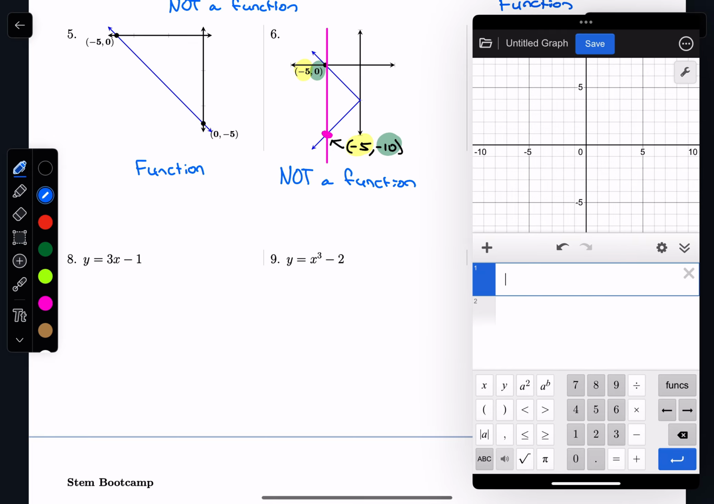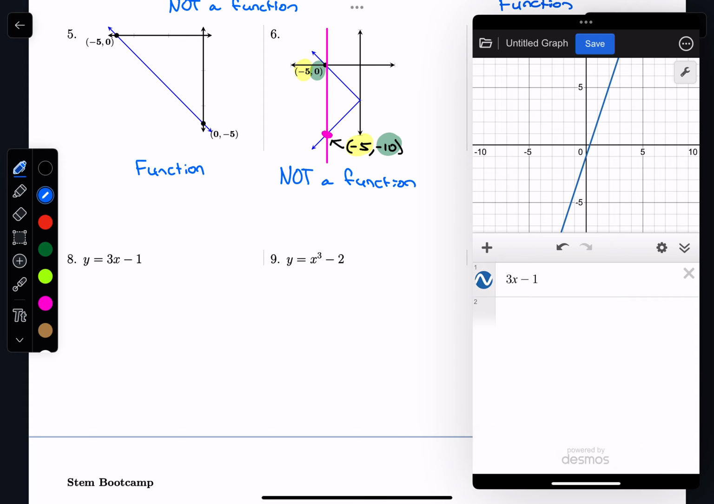So first one is y equals 3x minus 1. If I just type in 3x minus 1, notice this graph is a straight line. Okay, this is a linear function. We're going to learn more about the names of functions a little bit later. But this is a linear function, a straight line. And so if I just want to roughly sketch it, it's a line going up and to the right. And this is going to pass the vertical line test. So this is a function.